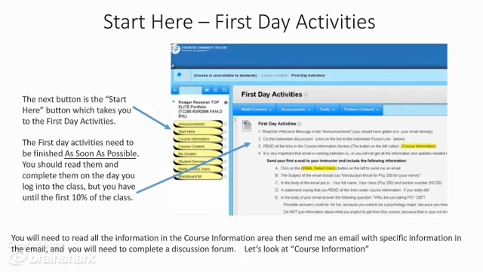You will need to read all the information in the course information. That's one of the things that the first day activities tells you to do, and we'll look at the course information area in just a minute. Then you need to send me an email, and there is specific information that you have to add to the email, and that's also listed in the first day activities. And then you'll need to complete a discussion forum, which is called the icebreaker discussion. So now let's look at course information.